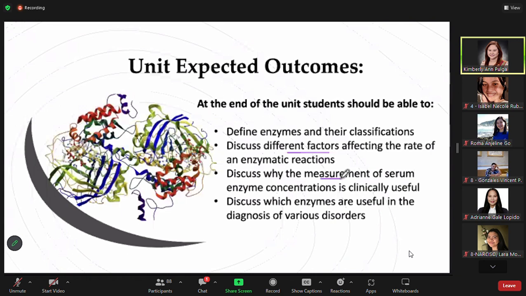Okay, clinically useful. Actually, na-mention ka na, no? They are correlated to various disorders. So, their increase in activity could be correlated to certain disorders. And discuss which enzymes are useful in the diagnosis of various disorders. So, papasok yan dun sa mga specific enzymes, no? We will be discussing a lot of enzymes.